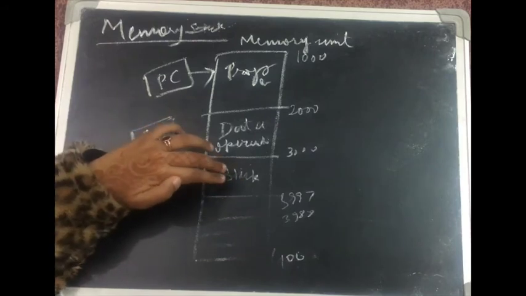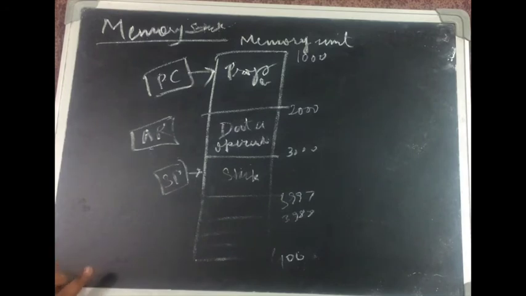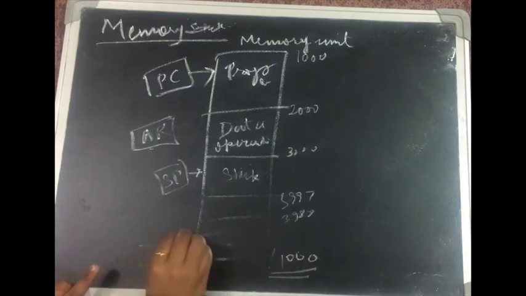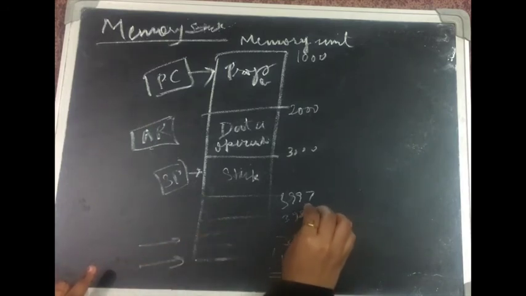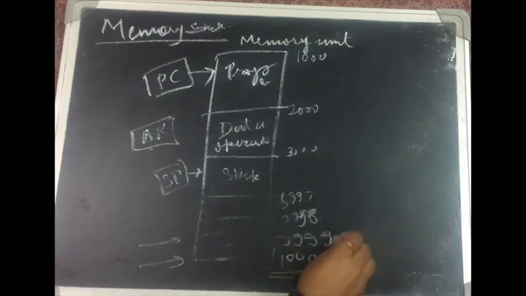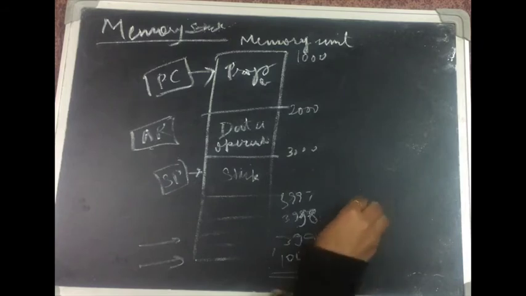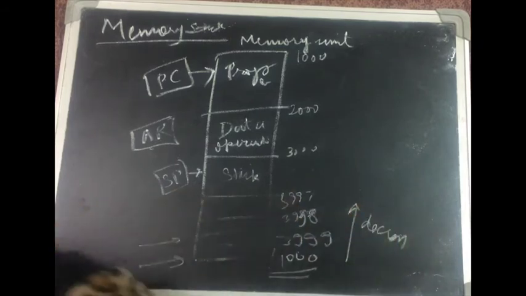And what is the stack? The stack is a memory location where we can push or pop, and it is regulated by the stack pointer. One more thing that you have to notice is that the stack grows with decreasing addresses. That is, we started from 4000, the stack pointer was here, we pushed something, the address went to 3999, then 3998, 3997, up to 3000. That is, the addresses are decreasing upwards in a stack.